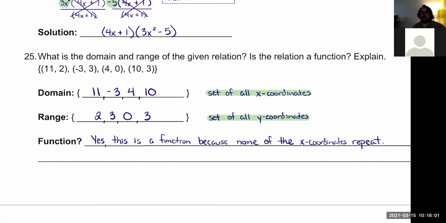Now, sometimes students say, well, wait, Josh, there's 2 3s in the range. And I'd say, yep, I said what I said. None of the x coordinates repeat. I don't care about the y coordinates. So long as none of the x coordinates repeat, what you're looking at is considered a function.